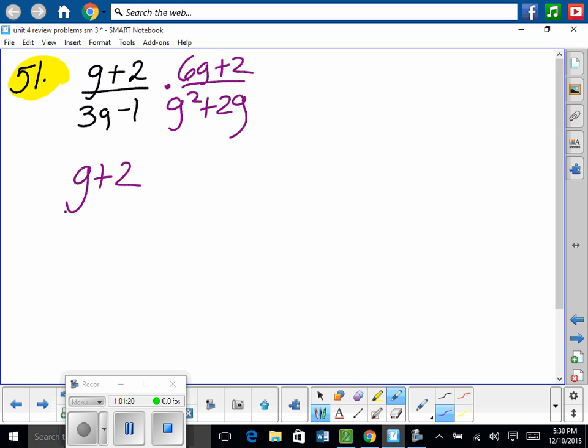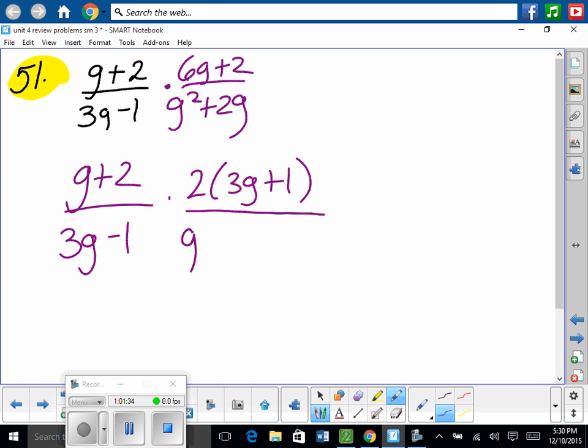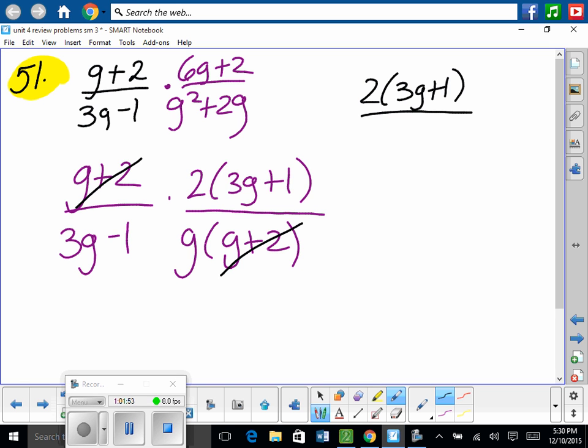So we have g plus 2 over 3g minus 1. And then we can factor 2 out. So we have 2, and then left is 3g plus 1. And then on bottom, we factor out a g. Left is g plus 2. Divide out only exact factors. We have a g plus 2, a g plus 2. We have a 3g plus 1 and a 3g minus 1 on bottom. They cannot divide out. They're not exact factors. So on top, we have a 2 and a 3g plus 1 left. And on bottom, we have a g and a 3g minus 1 left. Nothing else divided out. So that's our answer.